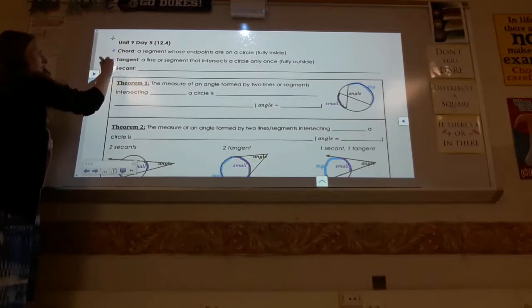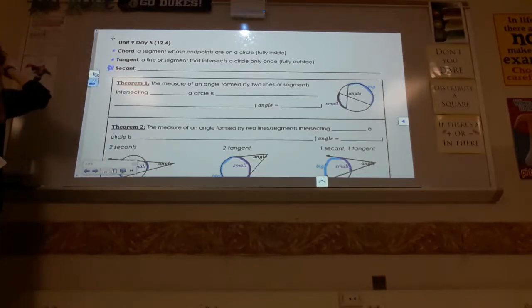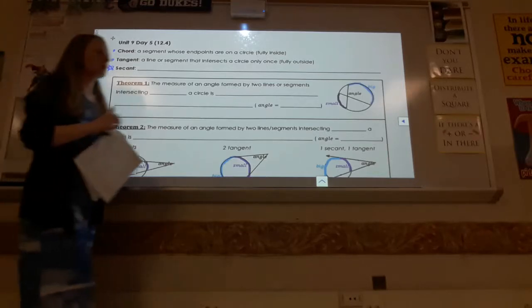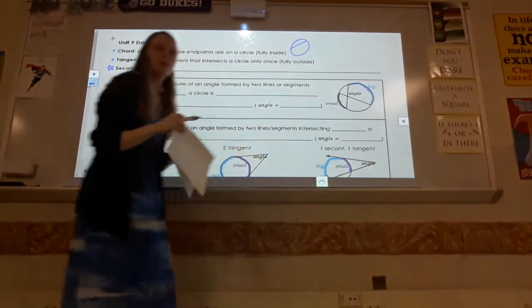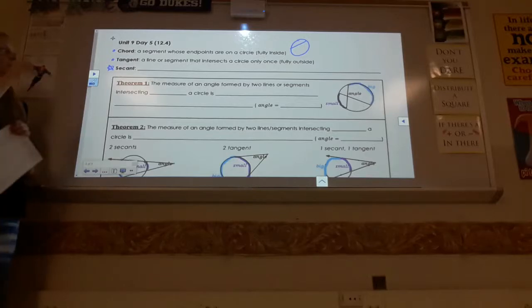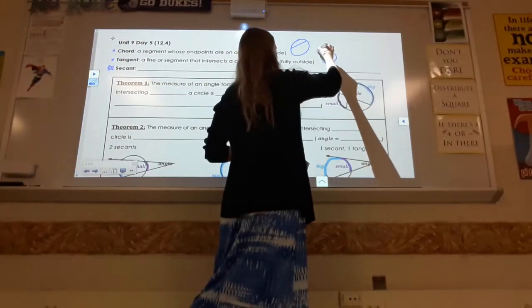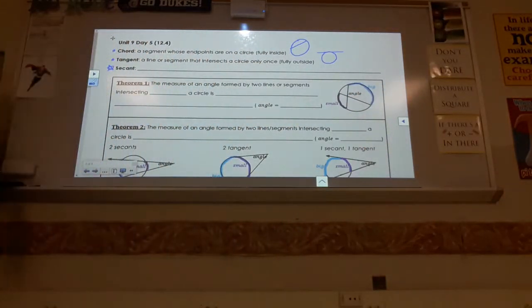So we have already defined these two terms. These are a review, and then we're going to have a new one. So a chord, we talked about that on day 3. A chord is a segment whose endpoints are on the circle, so it means it's fully inside. So if you guys want to draw an illustration, that's a chord. It's just some random segment inside a circle, completely inside. We talked about a tangent on day 2. That is a line or segment that skims right across the circle and it touches it once. So that's an illustration of a tangent.